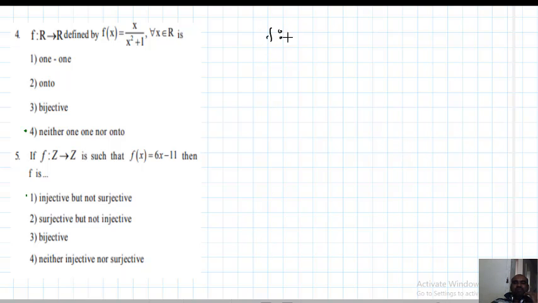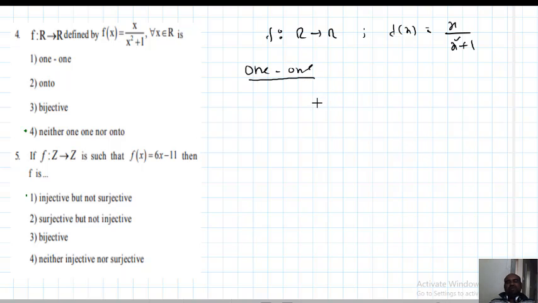f maps R to R, defined by f of x equal to x by x square plus 1. Now you want to check whether this rule gives one-one or onto or something like that. First of all, checking for one-one. I already explained how to check for one-one: we assume that f of x1 equal to f of x2. If it gives x1 equal to x2, then it is said to be one-one.